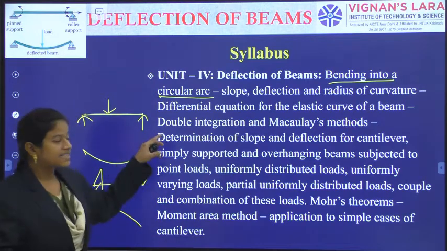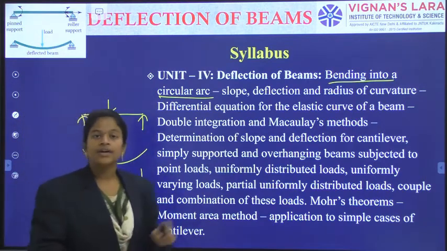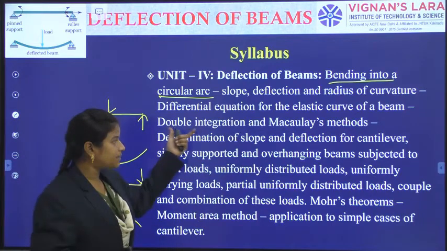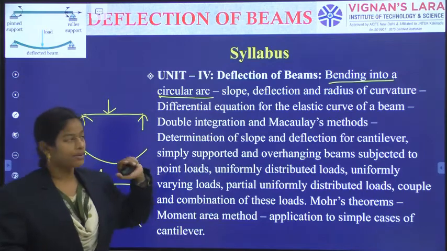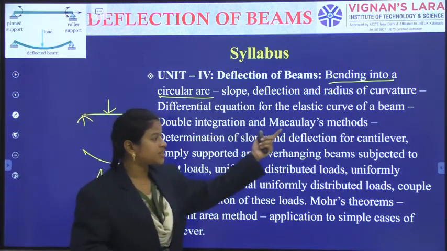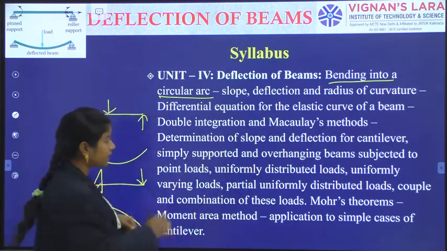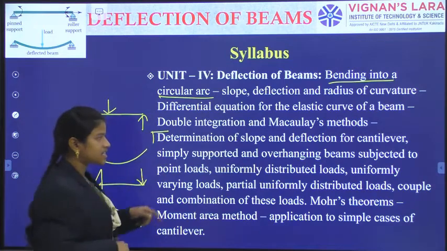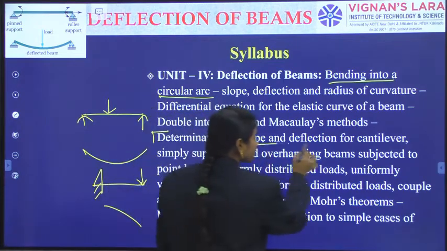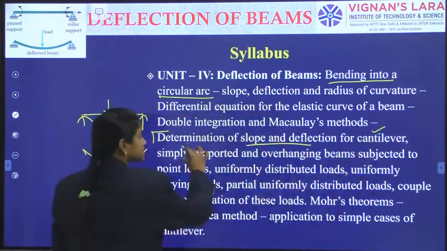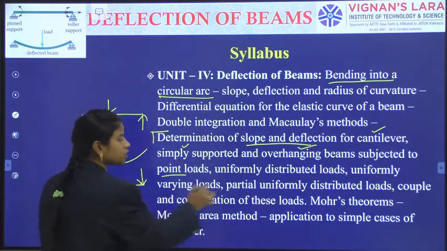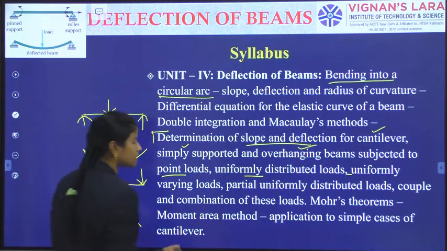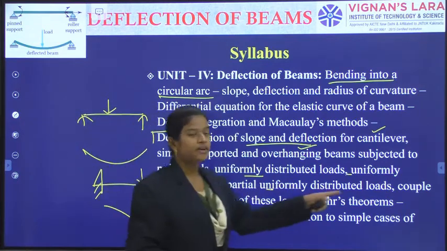Okay. And the next thing is, for the calculation of deflection of the beams, we will use the double integration method, Macaulay's method, and some other method we call the moment area method. And determination of slopes and deflections for... So, the main problematic concept starts from here. Determination of slope and deflections for the cantilevers, simply supported beams, overhanging beams, which are being subjected to point loads, UDLs, uniformly varying loads, and partially uniformly distributed loads.